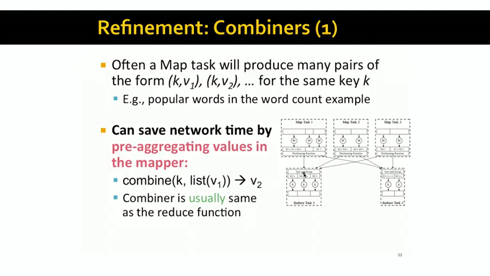Shipping 1,000 tuples over, all of whose keys are "the" and all of whose values are 1, is a lot of network overhead. You can save some of this network overhead by doing an intermediate sum in the map worker. For example, instead of sending 1,000 tuples that each have the key "the" and the value 1, you can send a single tuple that has the key "the" and the value 1,000. And so you can save a lot of network bandwidth by doing a little bit of pre-aggregation in the map worker.